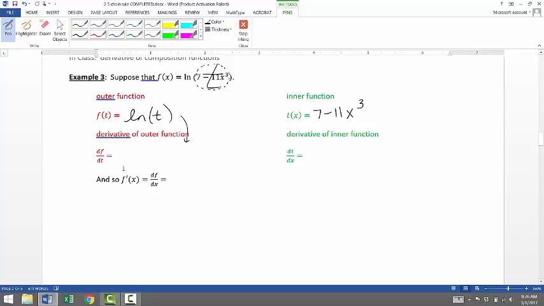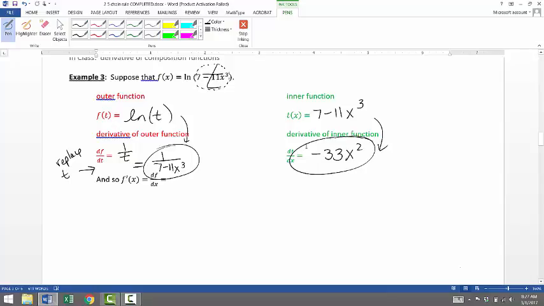Again, we need to find the derivative of the outer function. Derivative of ln of t is 1 over t. We're going to replace t with the expression that t is equal to. So 1 over t becomes 1 over (7 minus 11x cubed). That's the derivative of our outer function. And we need to find the derivative of the inner function. Derivative of 7 is 0. Derivative of negative 11x cubed is negative 33x squared. That's the derivative of our inner function.